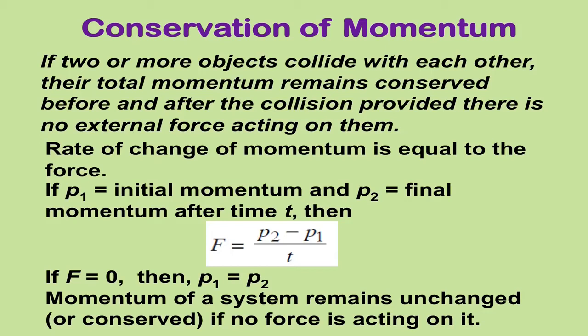Now, if F is equal to 0, then we have P1 equal to P2, which shows that the momentum of a system remains unchanged or conserved if no force is acting on it. Now, let us come to the concept of friction.